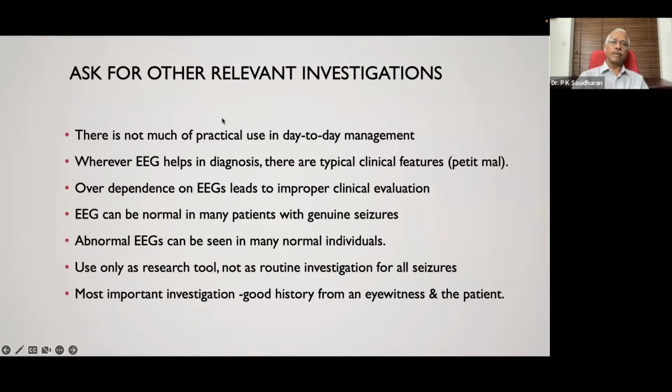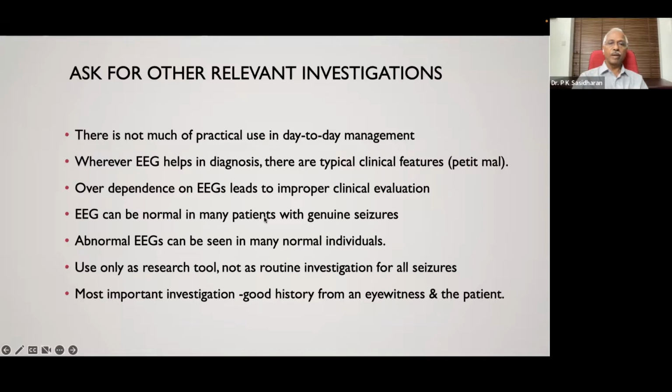As for other relevant investigations, there's not much of practical use in day-to-day management for the EEG. Wherever EEG helps in diagnosis, there are typical clinical features, like petit mal. Petit mal you can definitely diagnose by clinical features alone. EEG has typical features, but you don't need it actually. Over-dependence on EEG leads to improper clinical evaluation and missing the precipitating factors for the seizures. That's why I'm stressing that over-dependence is a wrong approach.